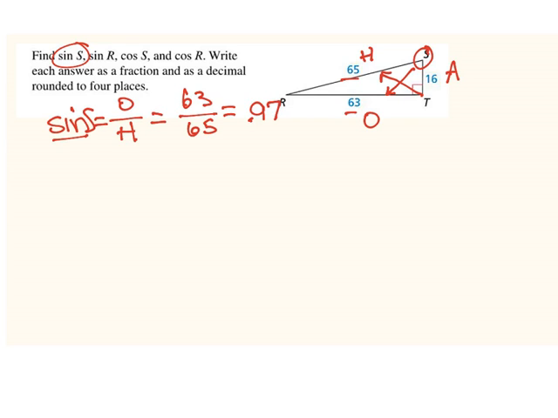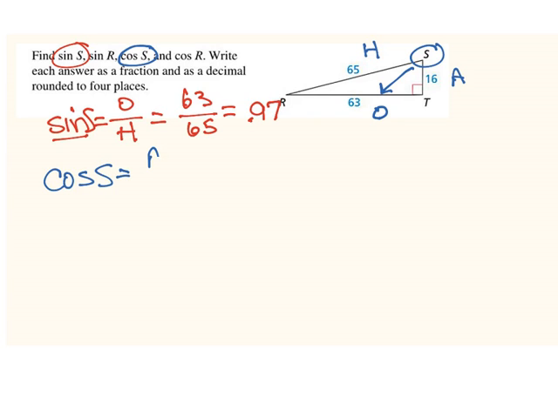Now, I'm going to go a little bit out of order, and I want to find the cosine of S next. So the cosine of S is what I'm going to find next. So again, S, opposite, I guess I didn't need to erase that, huh? Opposite, still the hypotenuse, adjacent. Okay, so what that means is the cosine of S is going to be the adjacent over the hypotenuse, which would be 16 over 65.